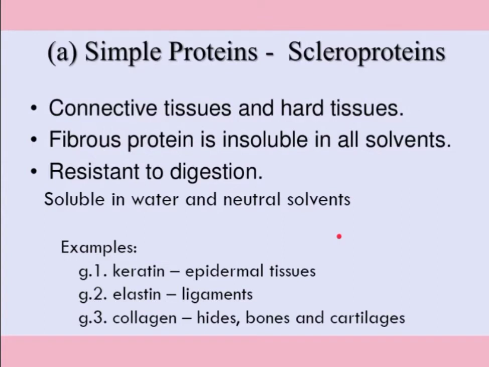Another simple protein we have is your scleroproteins, which are found in connective tissues and hard tissues. These fibrous proteins are insoluble in all kinds of solvents, and are very resistant to digestion. Examples here are your keratin, which is found in the epidermal tissues. You also have your elastin, which is found in your ligaments, and your collagen, which can be found in the hides, in the bones, and in your cartilages.